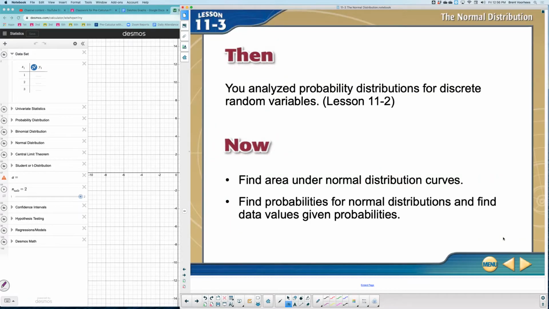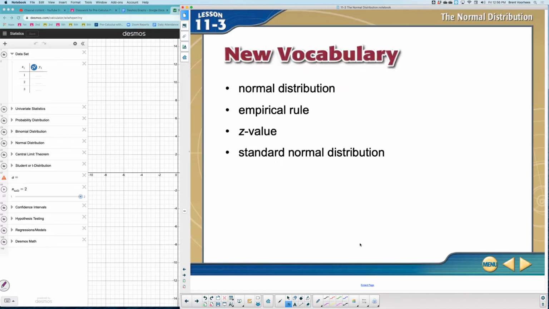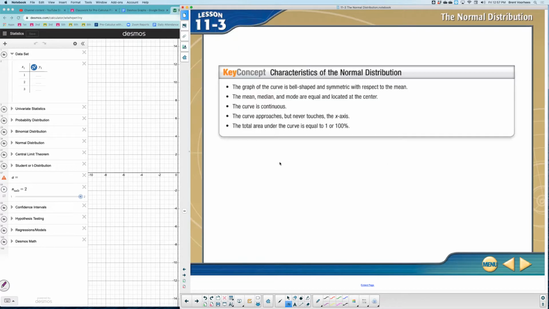Let's take a look at lesson 11.3, the normal distribution. Wow, this lesson's pretty cool. So what we've done in the past is we've analyzed probability distributions for discrete random variables. Now we're going to find values that are normally distributed over curves. And this is pretty neat. What it's saying is, in a normal distribution, things seem to happen pretty symmetrical. And we'll have all these terms you'll hear a lot. You've heard the normal distribution. We're going to see that a lot.